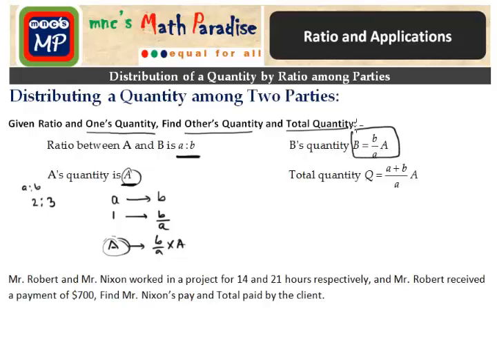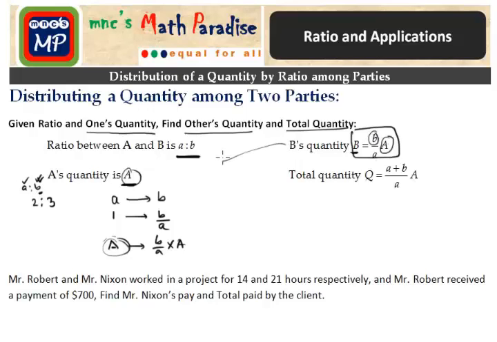If we look at this formula closely, a divided by A, that is the given quantity divided by its corresponding ratio, times the other ratio, the ratio of the party whose quantity we need to find. That means if A is given and its ratio is A, then this given quantity will be divided by A and multiplied by the other ratio B.